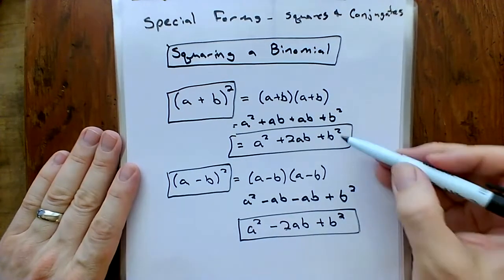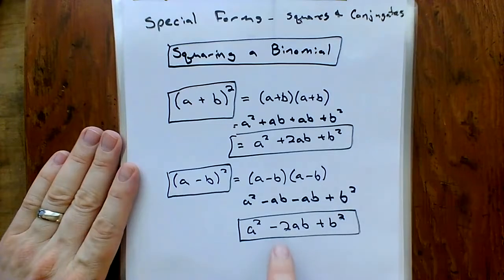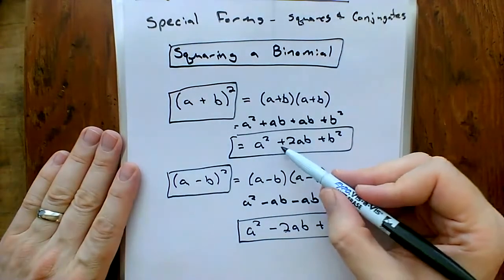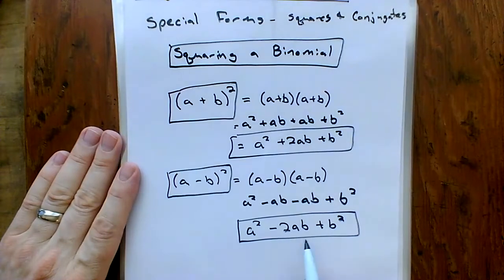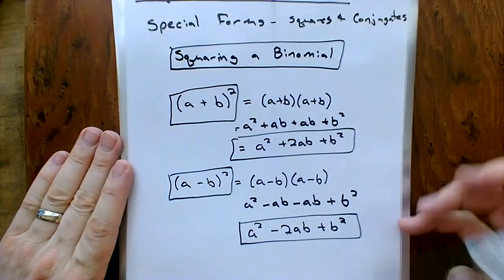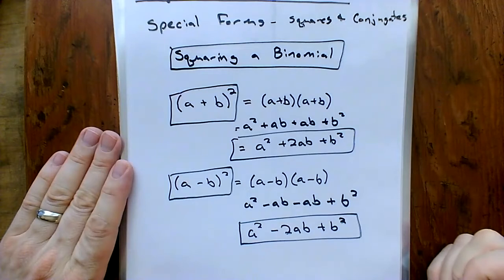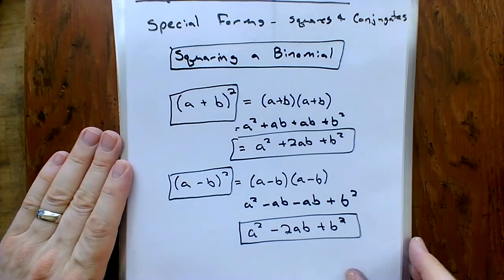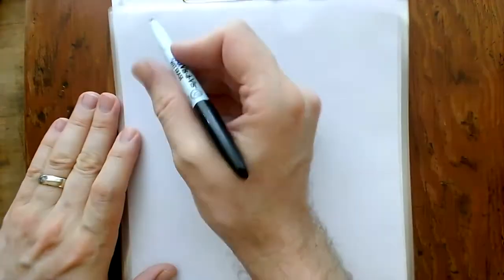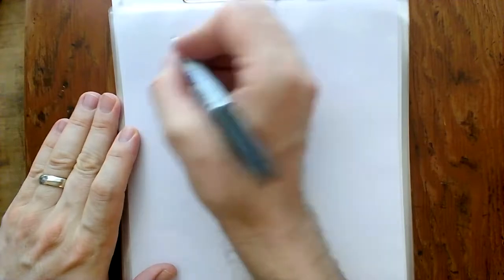So the only difference between these two things is a negative. If it's plus, this is going to be plus 2ab. If it's minus, it's going to be minus 2ab. I'll pause here and let you copy these down if you want. But now let's go ahead and do some examples.